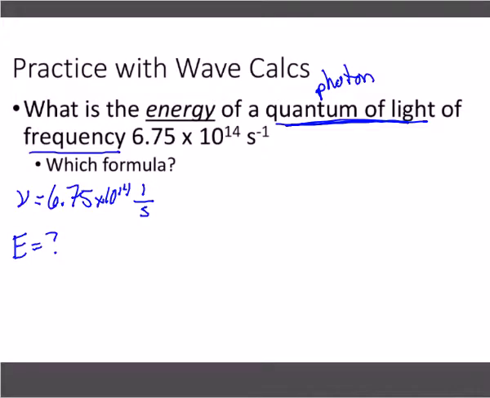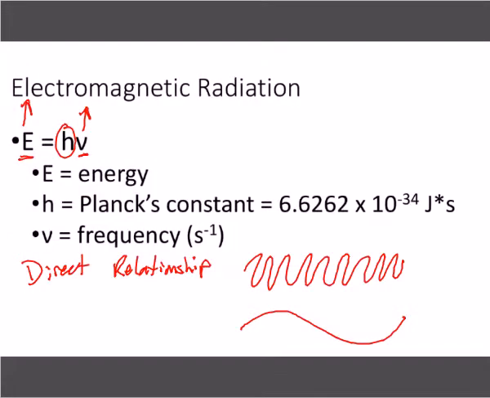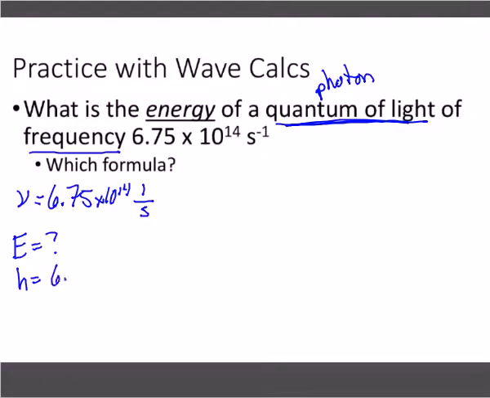So we're going to write down, it's Planck's constant. h equals 6.62 times 10 to the minus 34 joules times seconds. Very, very small number. Okay? So our formula states E equals h nu. This is pretty easy, guys. All we're going to do is just plug and chug.